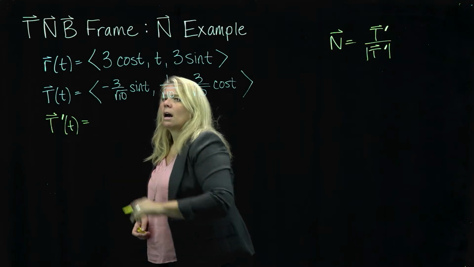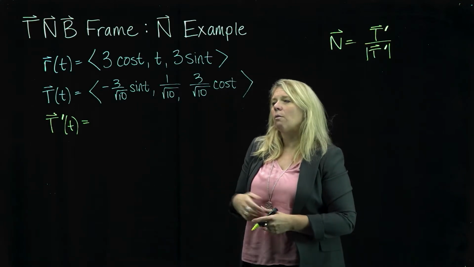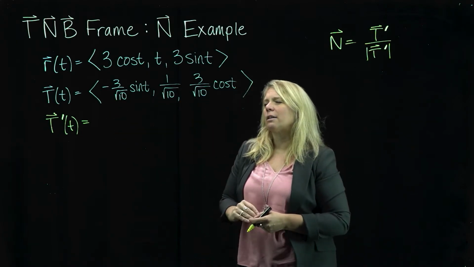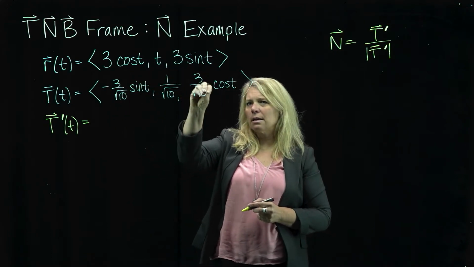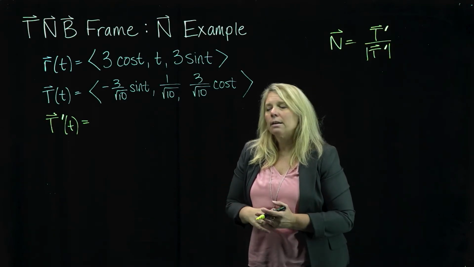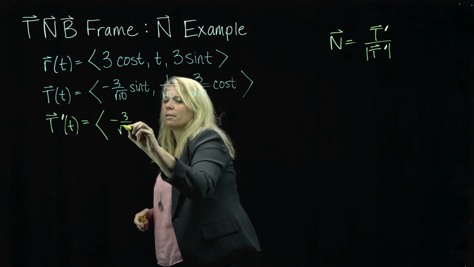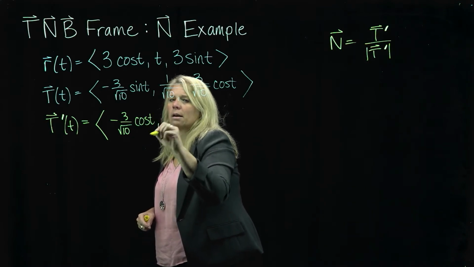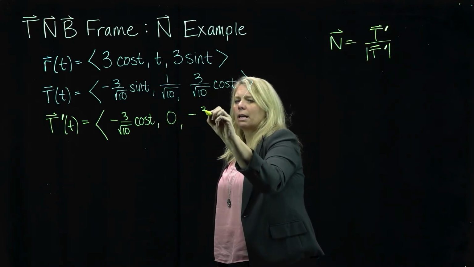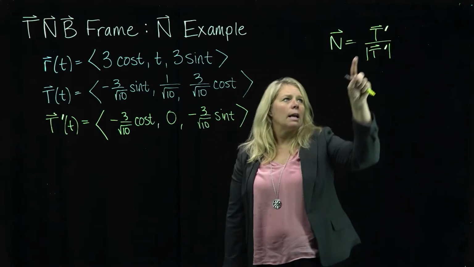All right, so in this example that we looked at, our unit tangent vector simplified quite a bit. We had some Pythagorean identities going on in that, and so I wrote my unit tangent vector like this. So I've got constants, constant, constant. Sometimes you might have more variables, and so your derivatives might be more complicated, but the logic is still the same here. All right, so t prime, I'm just going to calculate this derivative. So I'll have negative 3 over square root of 10 cosine of t. The derivative of that constant in the j component is 0. And then here we'll have negative 3 over square root of 10 times sine of t. All right, then that will be my numerator.